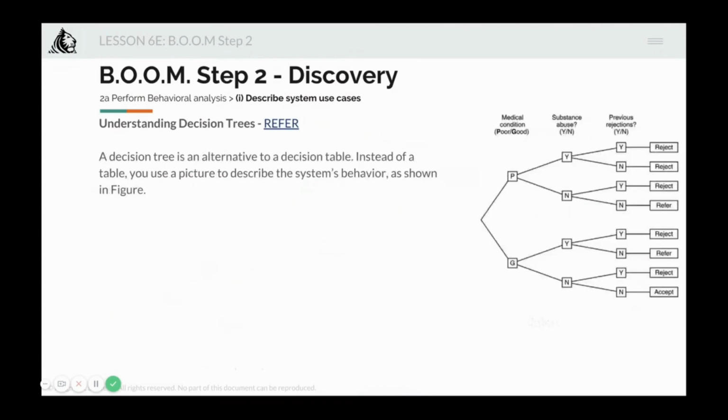Similar to decision tables are decision trees. Okay. So instead of a table, you will use a picture to describe the system's behavior. Okay, so medical condition is poor or good. If it's poor, then substance abuse, yes or no, previous rejections, yes or no, and then you can come to a final answer, right? All of this helps you in covering all the underlying flows or underlying mechanics that you need to implement in your product.